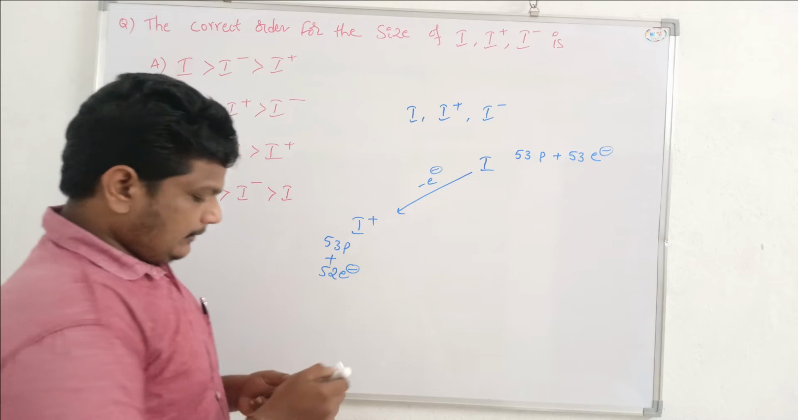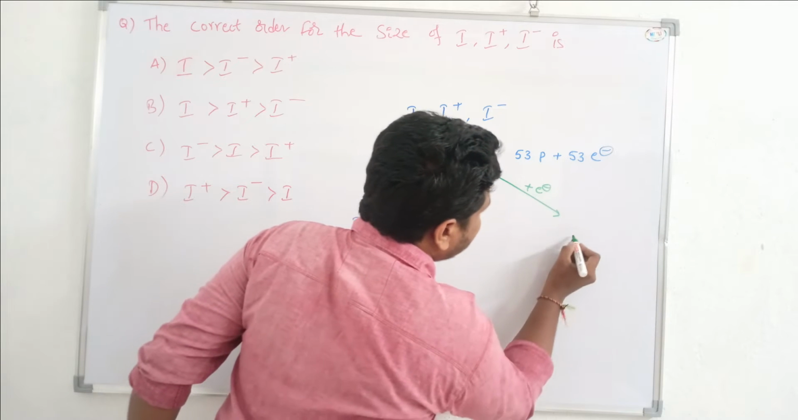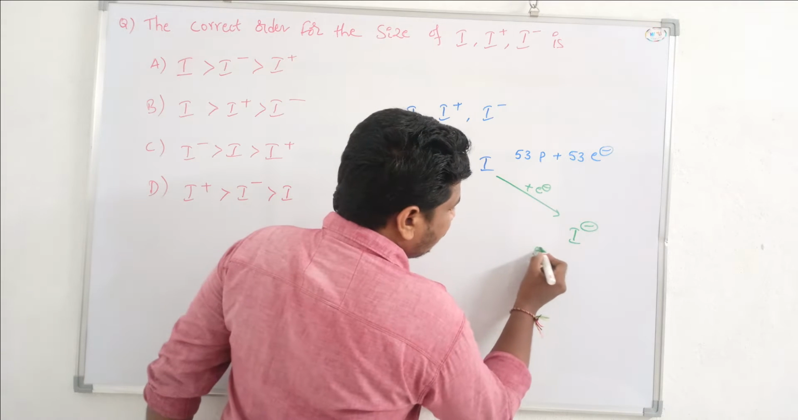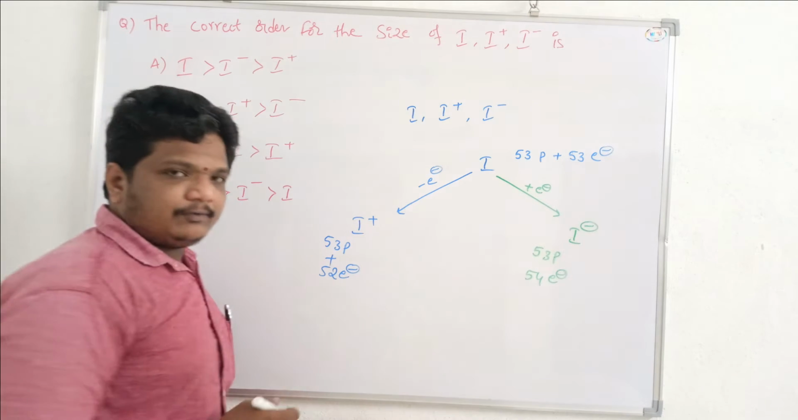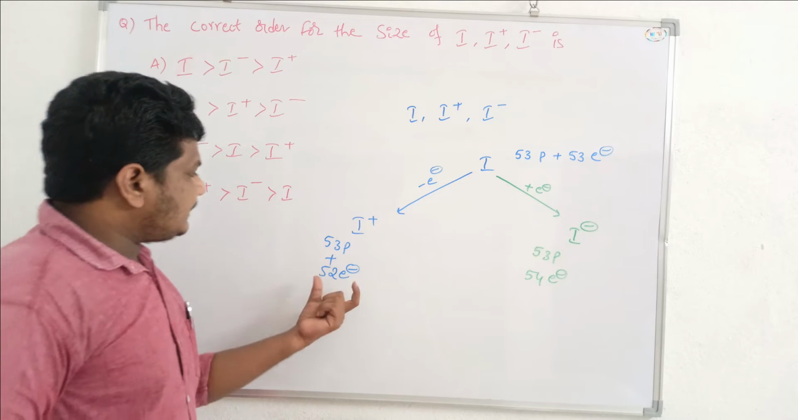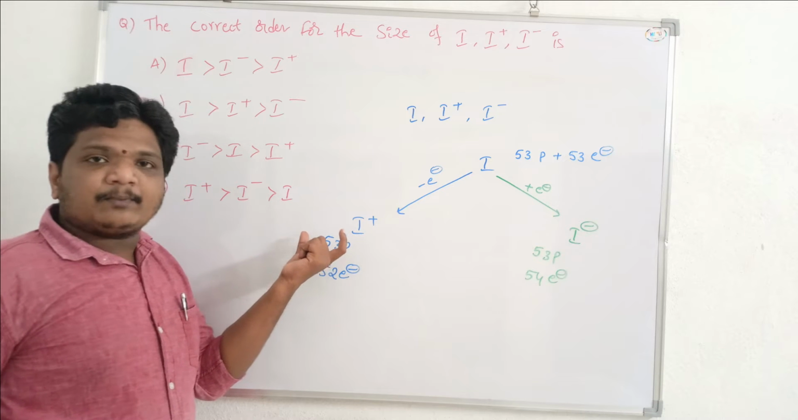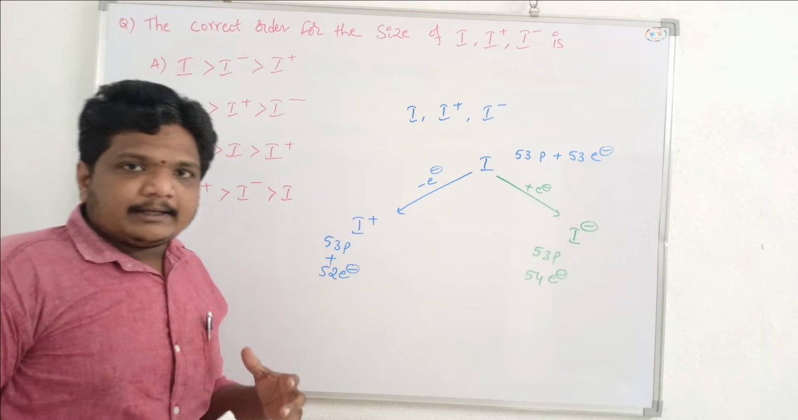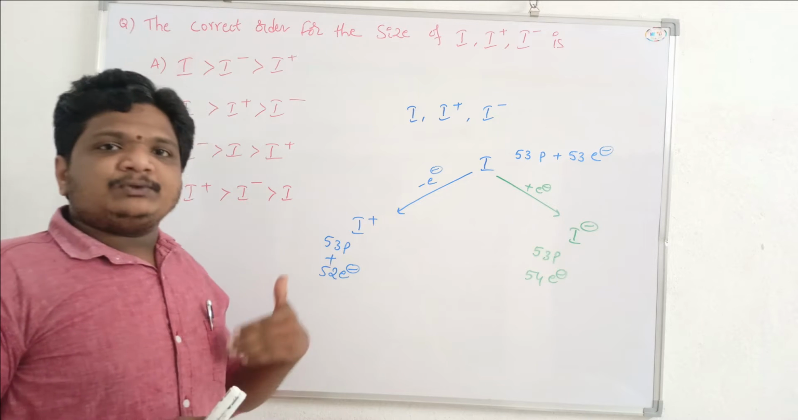Now by the addition of one electron, this I will be converted into I-. In this case we have 53 protons and 54 electrons, so there is an increase in the number of electrons but no change in the number of protons. In the case of I+, there is a decrease in the number of electrons but no change in the number of protons.